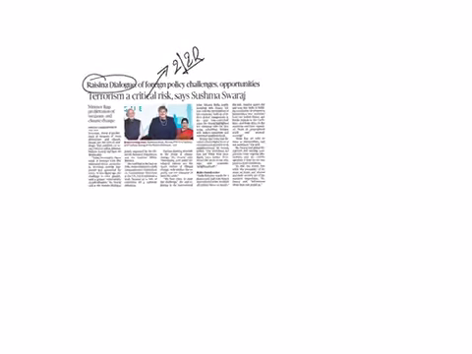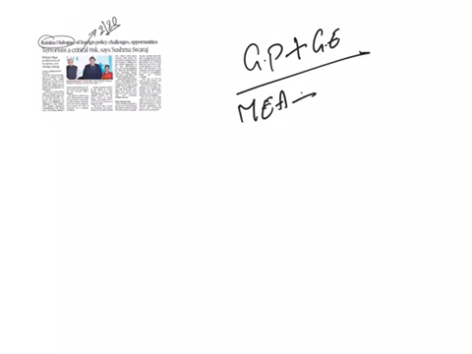Raisina Dialogue is an annual conference held in New Delhi, and it is India's flagship conference on geopolitics and geoeconomics. This conference is held jointly by the Ministry of External Affairs and the Observer Research Foundation, which is an independent think tank based in India.